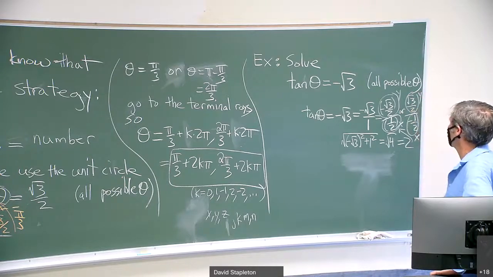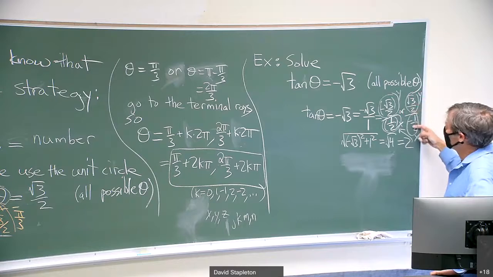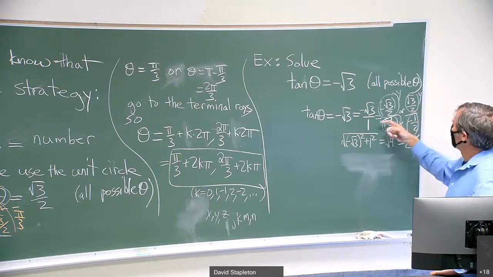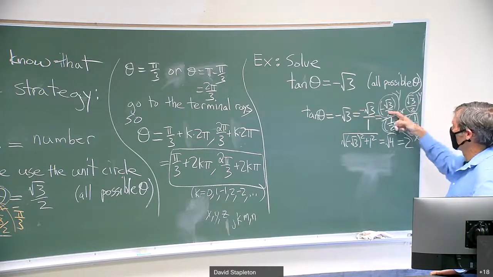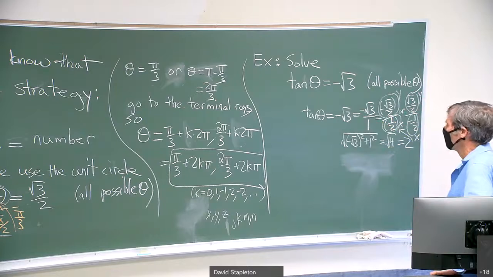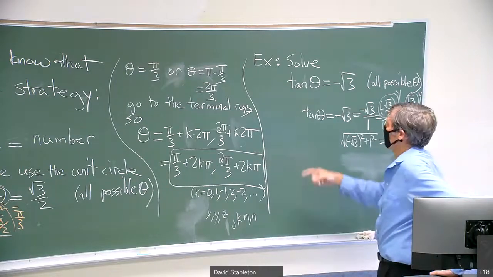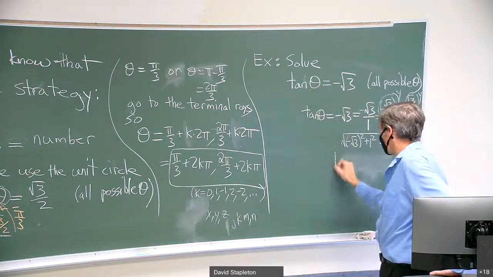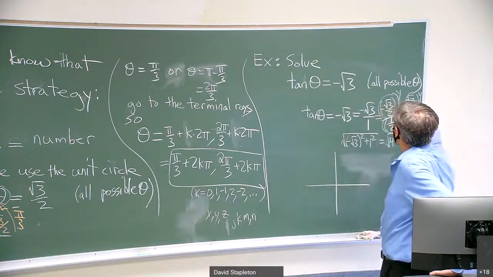That could be y and that could be x. Those are the only two ratios of points on the unit circle that are equal to this number. So now it's the same strategy. When you have trig points equals a number, you draw the unit circle. But tangent is harder to find the point on the unit circle.